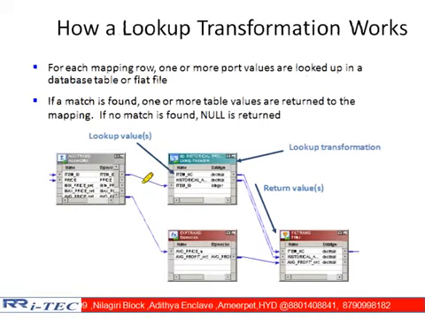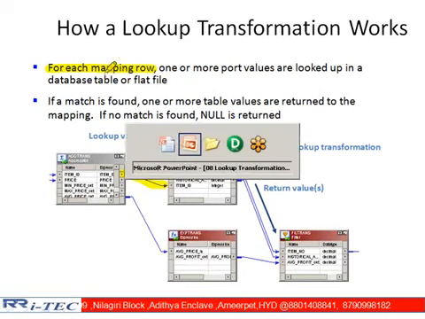Connected lookup means the diagram will look like this. For each input row, for each mapping row, let us say I am sending one mapping row here, one or more port values are looked up in a database table or flat file. Even though I have given a database table or flat file, it may be a database table, a view, or a synonym.